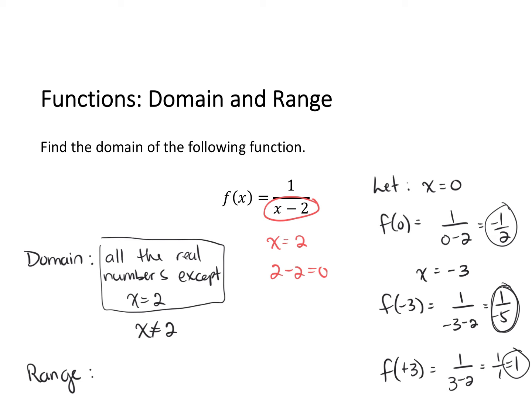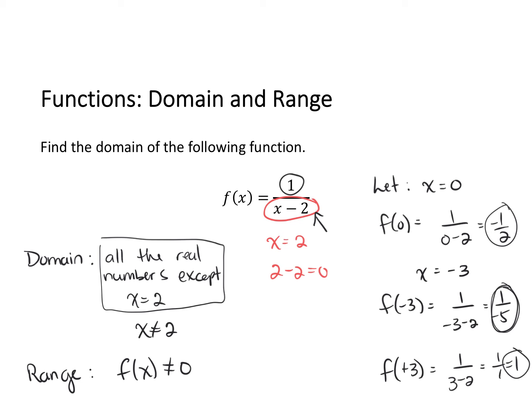And we know that it's never going to equal 0 because the numerator is 1. So because the numerator is 1 and the denominator here is always going to be a real number, you take a real number and you divide it into 1, you're going to get another real number. You're not going to ever get 0. So for the range here, we would write down that the range can be all the real numbers except for 0.